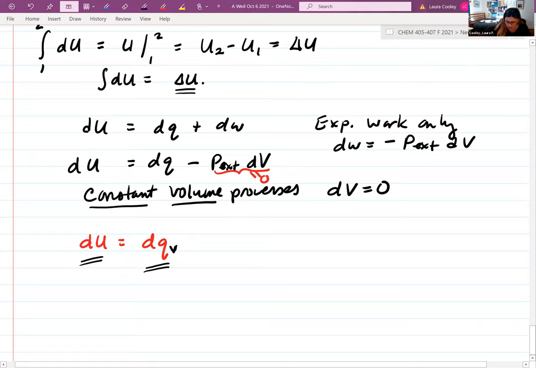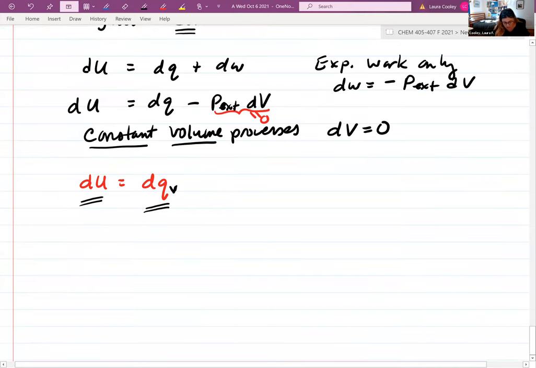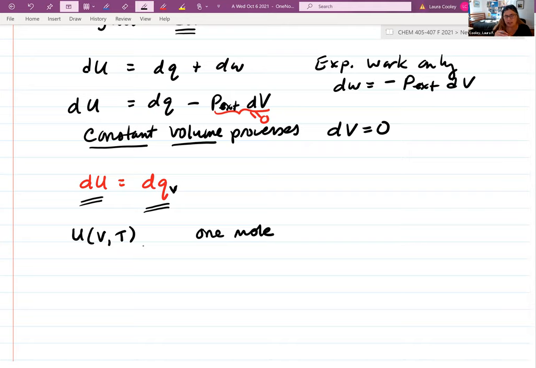And so I would like to think about this a little more and say, okay, suppose I write U as a function of volume and temperature, say for one mole. I really don't have to write this as a function of V, T, and P, because the ideal gas law relates P, V, and T. So I only need to write U in terms of two of those variables. The other one is predetermined once you change V and T.